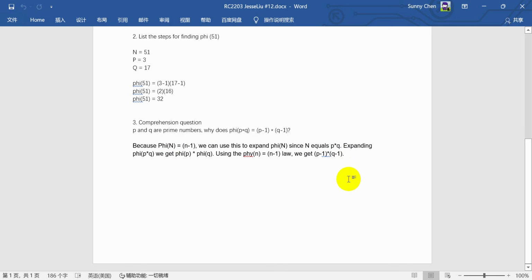The reason for phi p times q equals p minus 1 times q minus 1 is because phi is a multiplicative function. That means phi pq equals phi p times phi q, and because p and q are prime numbers, it equals p minus 1 times q minus 1. You can also see the explanation at the beginning of the video.